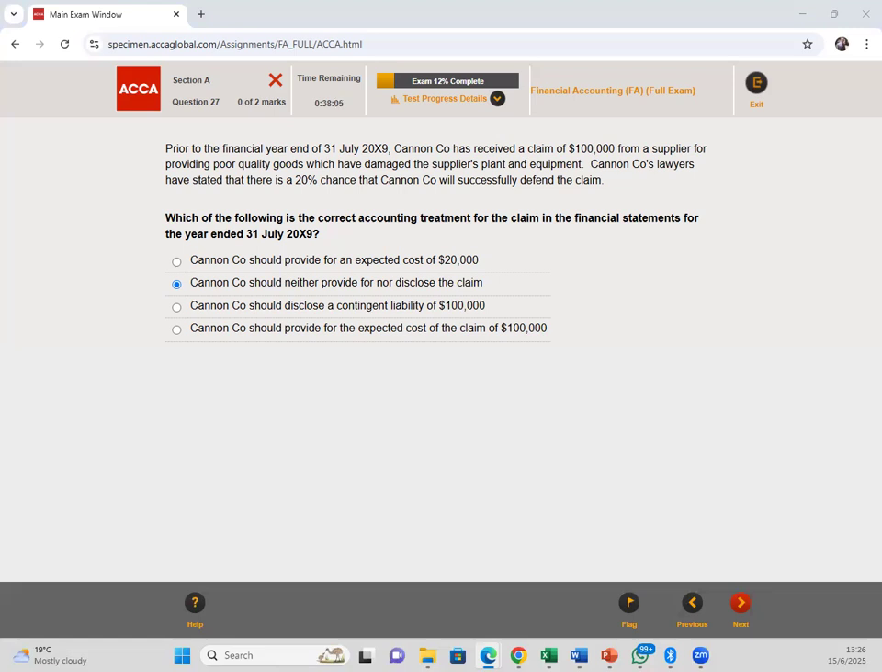So you are saying we should now go for D. Yes, so the correct answer there is D. So please take note of that. I think I also had overlooked that. It's a 20% chance that we would defend, so it means it's an 80% chance that we will lose.